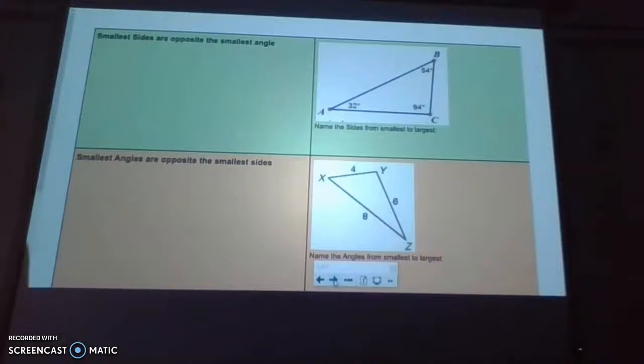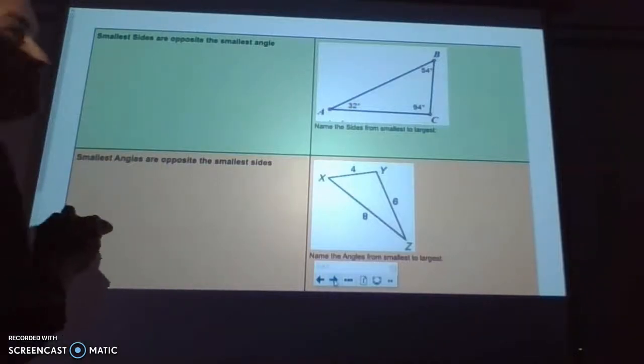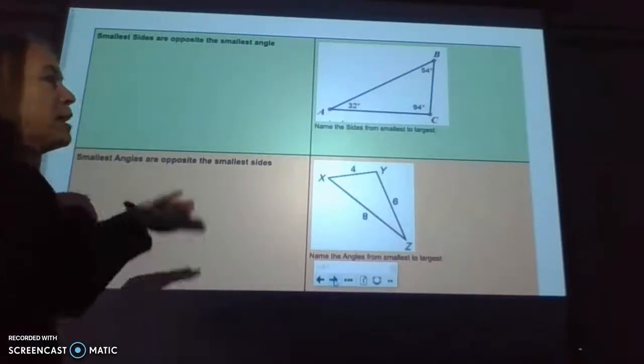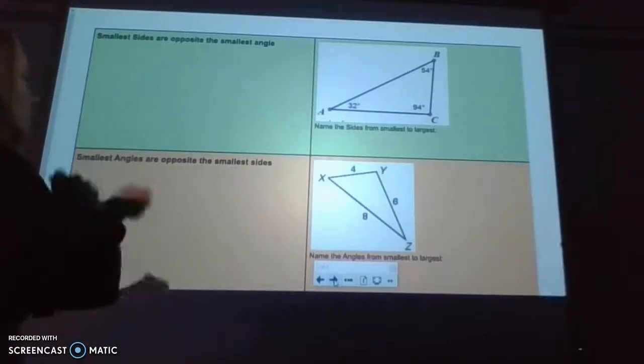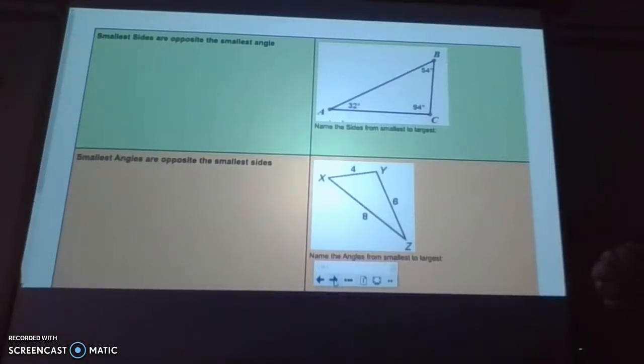Smallest sides are opposite the smallest angle. Now, this is the big deal. This is on the quiz, the test, the SOL. This is the whole point. This is it. The drum roll. Okay. All right, smallest sides are opposite the smallest angle.